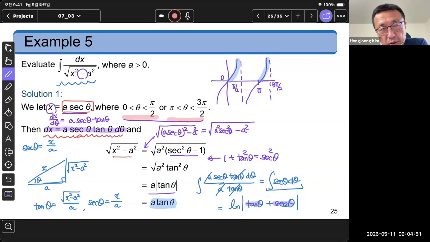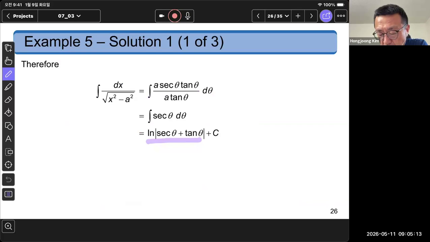By some calculation as we did the other day, the square root of x squared minus a squared will be a tangent theta, and dx will be a secant theta tangent theta d theta. If I plug those two into the integration, we get the integration of secant theta d theta, which will be the natural log of secant theta plus tangent theta plus c.